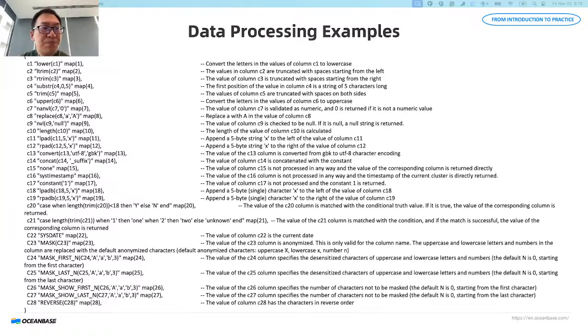And then let's look at the preprocessing of the conditional expression. For example, the column C20. It will match the value in column C20. If it's true, it will return the value of the corresponding column. You can look at other columns on your own.